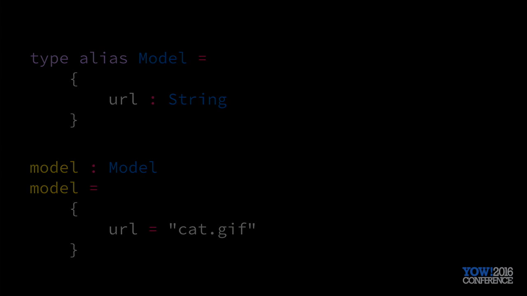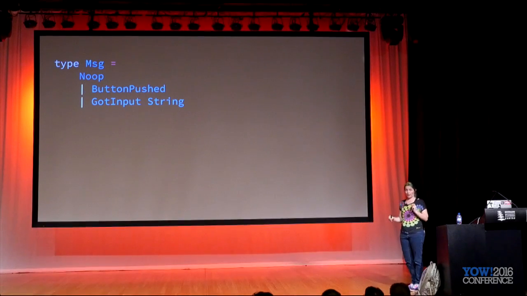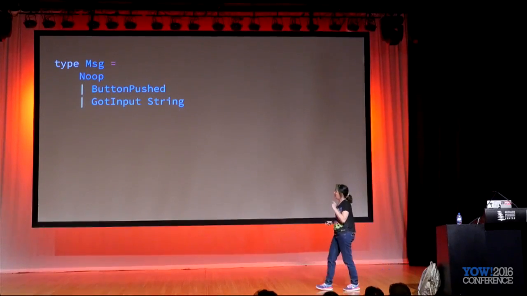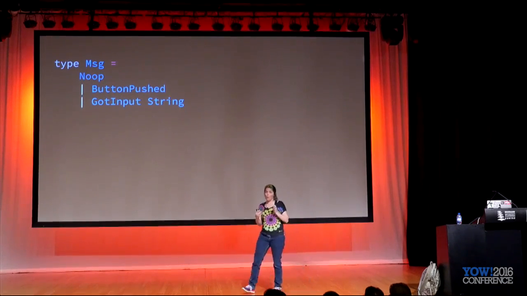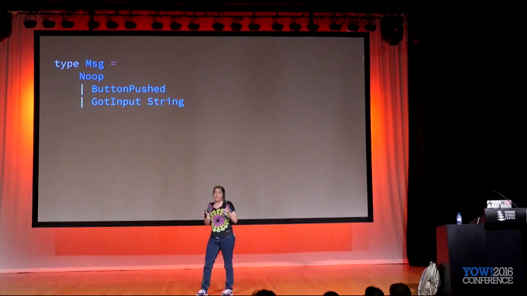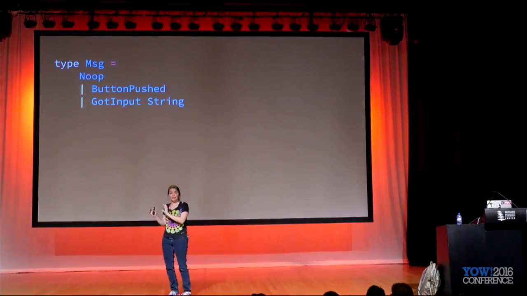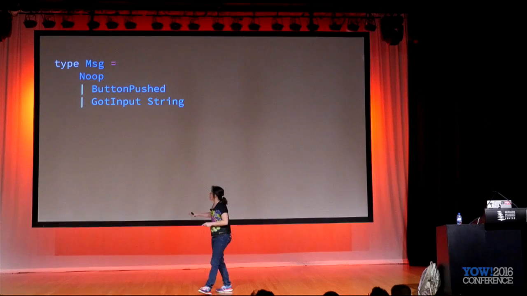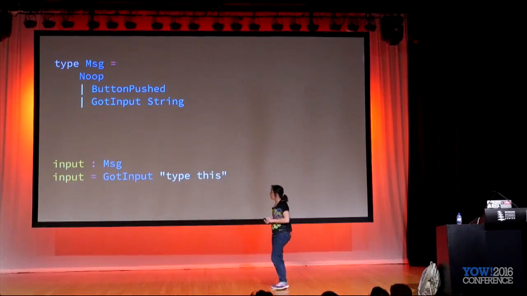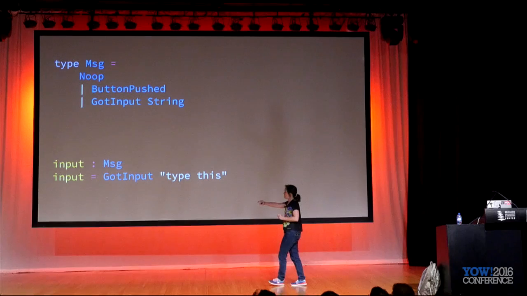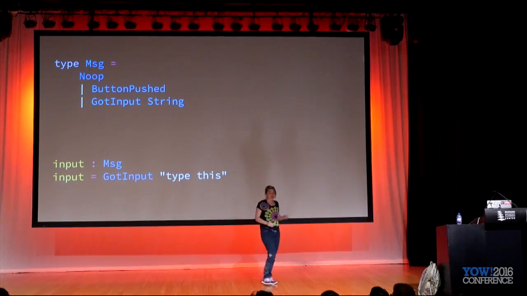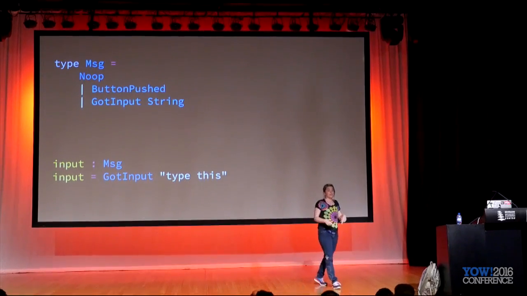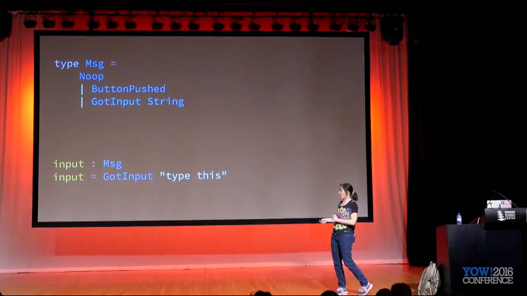The other way to create a new type is a union type. And this is an or kind of thing. So I can make a new type message that is either the constant no-op or the constant button pushed or a got input thing that has a string along with it, carrying some data of type string. That got input becomes a constructor, so if I want to make one of those, my input can be a message, and I'll use the got input constructor to wrap up this string, and then it's going to be of type message, and then I can put it in a list with things that are no-op or button pushed or other got input messages.